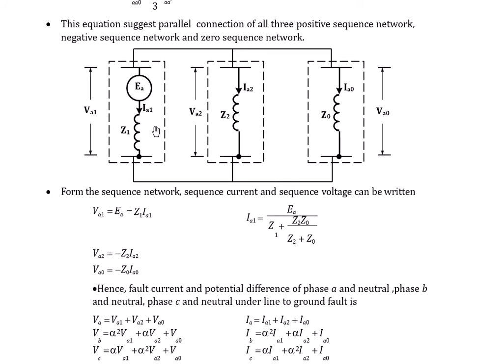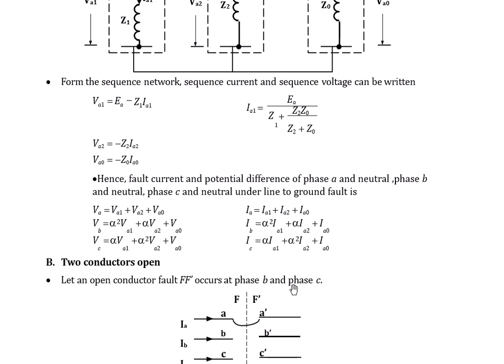And what is the impedance? The impedance is these two in parallel connection. So here we put the parallel connection of Z2 and Z0, and Z1 is in series, so Z1 is directly added to this parallel combination. This is how we find the IA1 current. Then we can find the other currents by using this current and the voltages.